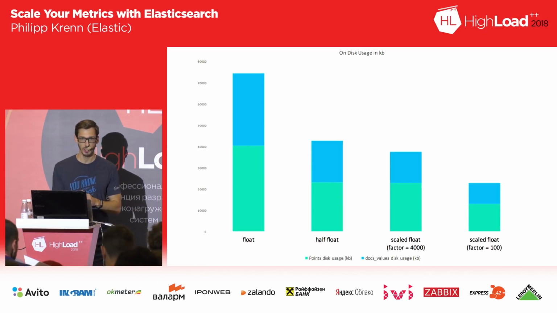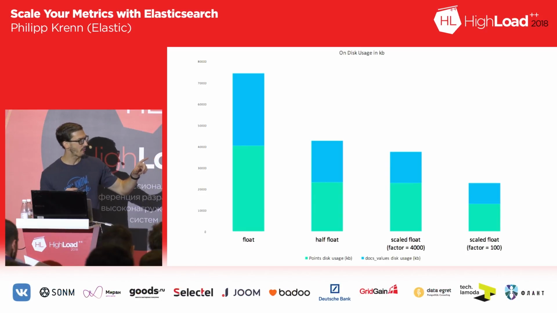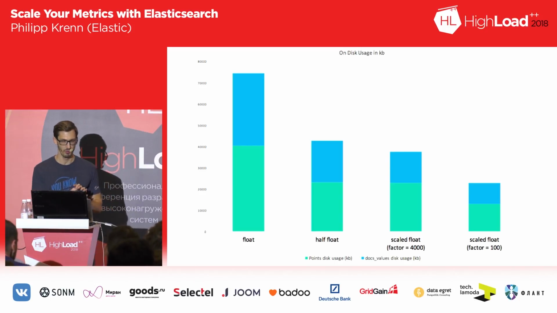But your precision is, of course, limited by that. The nice thing about the scaled float with a scaling factor of 4000 is that it gives you the same precision as half float. So the scaled float factor of 4000 is slightly more compressed than half floats. That's why we generally don't use half floats anywhere really.